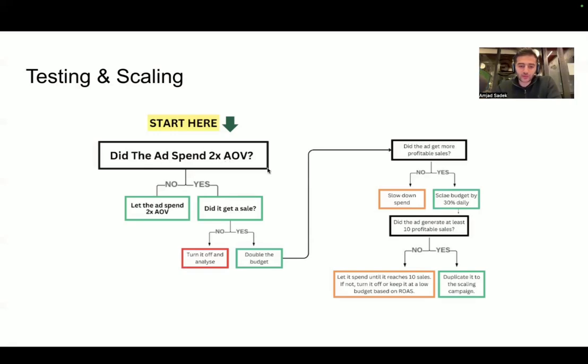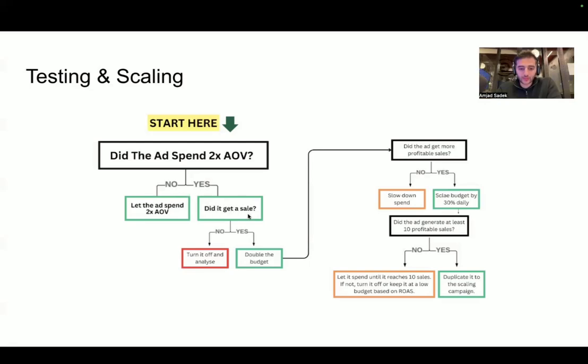Let's say it spends 2 times the AOV. Then if the answer is yes, we ask ourselves, did it get a sale? And from there we go further. But if they didn't spend the 2 times the AOV, then we let it spend more. We keep it for 1 day to stay alive. And then from there we make decisions.